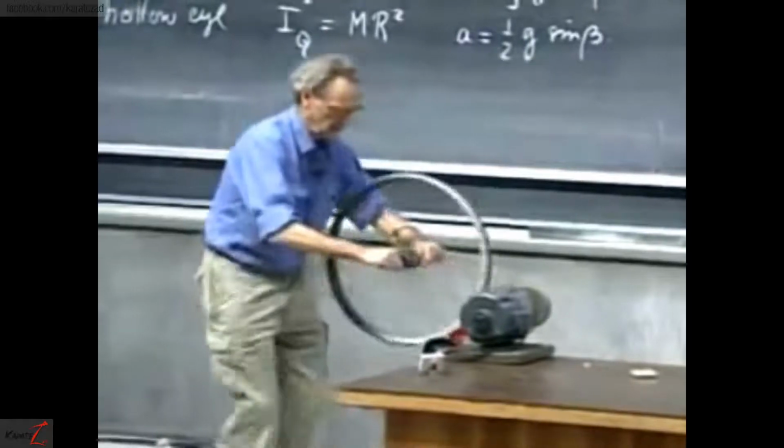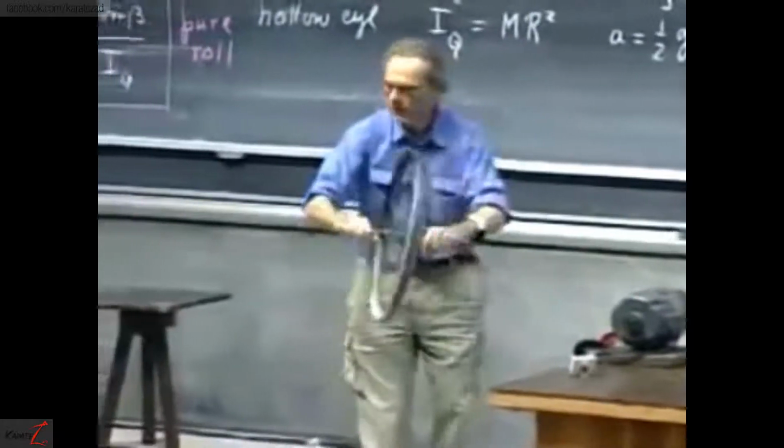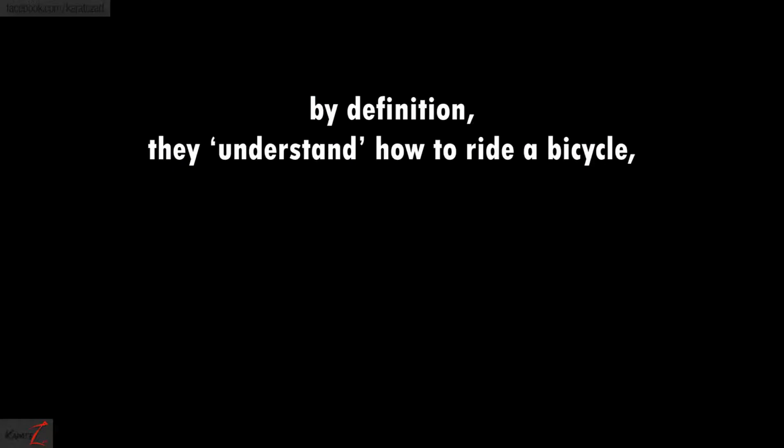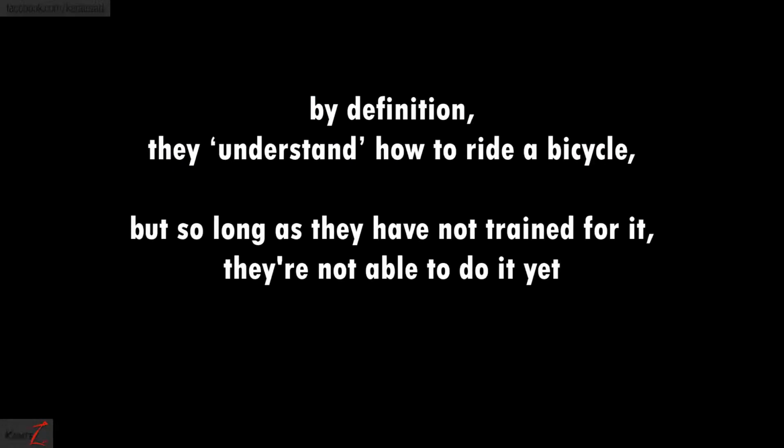Adults would easily understand these technicalities. They may even understand the gyroscopic effect that allows us to maintain balance when cycling. After demonstrating and explaining, by definition, they already understand how to ride a bicycle, but so long as they have not trained for it, they are not able to do it yet. This is the mind understanding.